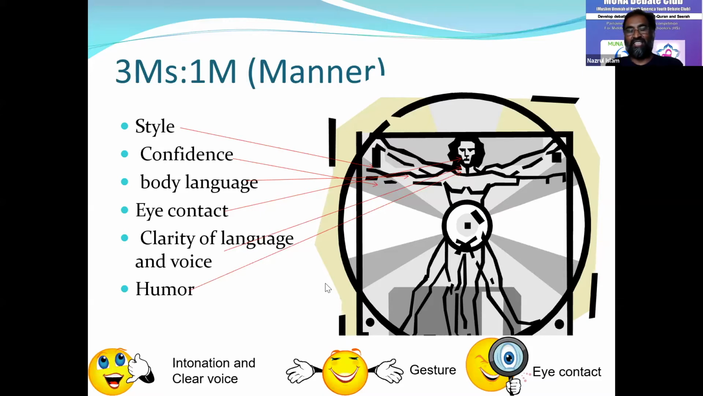This is the first thing. The second thing, don't behave like a statue. Some people just stand in front of the judges and put their hands either behind their back or on their bellies, and then they look like a kind of statue. So you have to use your hands and fingers. I call this gesture. And because we are doing an online debate, I don't think you can do eye contact. So out of these manners, one of them is body language.